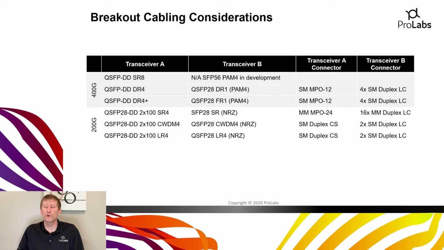On the 200 gig, 2x100 side, on the CWDM4 and LR4 side, for each transceiver you're going to need 2 patch cables with duplex CS on one end and probably duplex LC on the other. There's also an SR4 2x100 gig transceiver that uses an MPO24 connector, the same MPO24 connector that's been used for quite some time. And that will have a little different implementation than what's been used in the past, where you're only using the outer lanes, with the middle lanes not used, going to LCs on the other end. So that's something else to keep in mind.